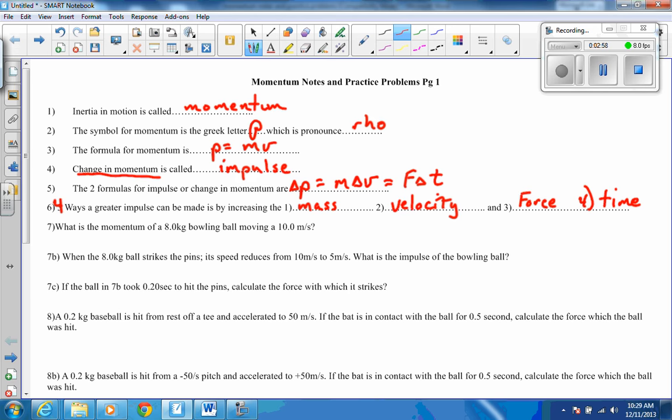Number 7 says, what is the momentum of an 8-kilogram bowling ball moving at 10 meters per second? Well, momentum, remember, is rho, so I'm going to take rho equals mass times velocity. The mass is 8 kilograms. The velocity is 10 meters per second. So I'll take 8 times 10, and that gives you 80. And there really is no specific unit for momentum. So we're just going to put those 2 together.